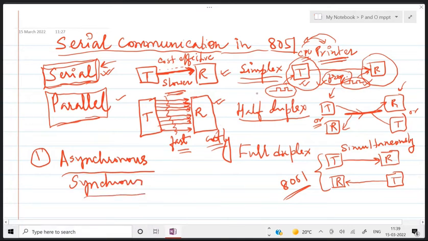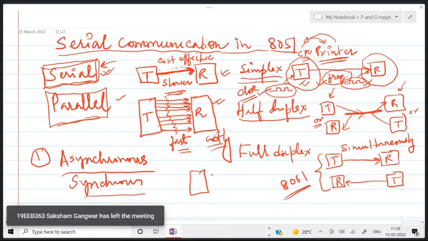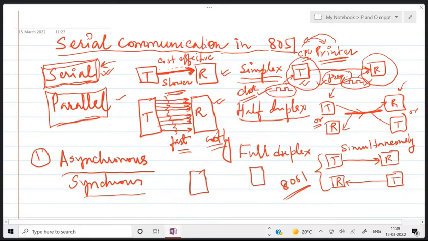Here, there is a common clock. The clock is common. So you could see that both asynchronous and synchronous mode of communication is possible in 8051 also. There is a common clock which connects both the transmitter and receiver, and there is communication between the receiver and the transmitter.